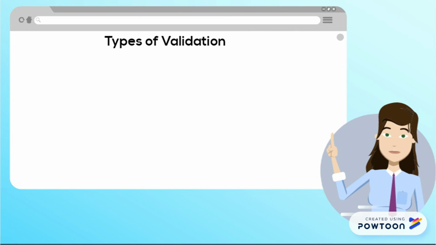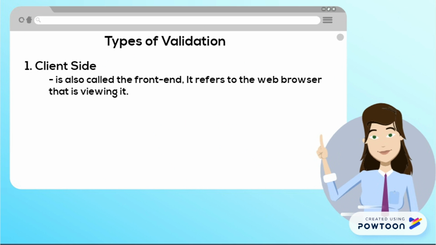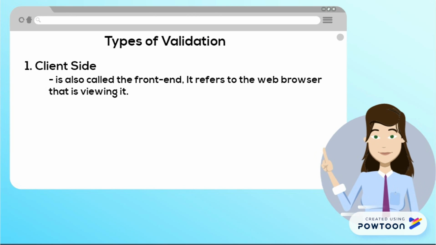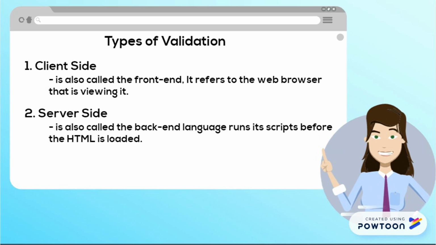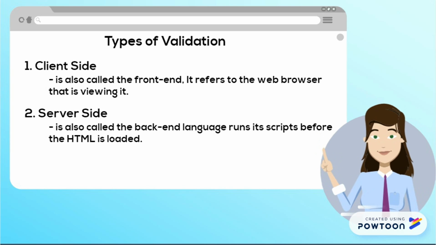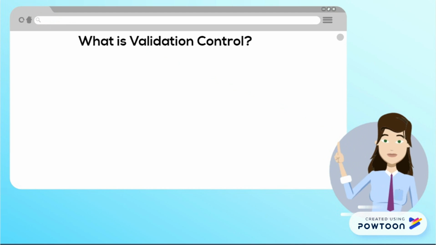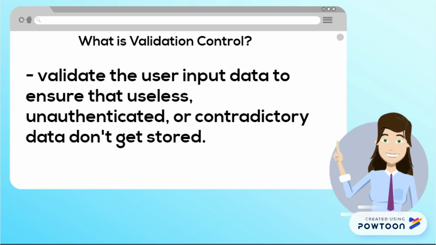Here are the types of validation. Client side is called the front end. It refers to the web browser that is viewing the page. Second is server side. It is also called the backend language, which runs its script before the HTML is loaded. Validation control validates the user's input data to ensure that useless, unauthenticated, or contradictory data don't get stored.